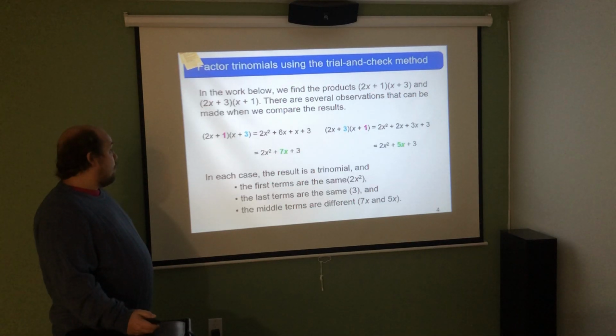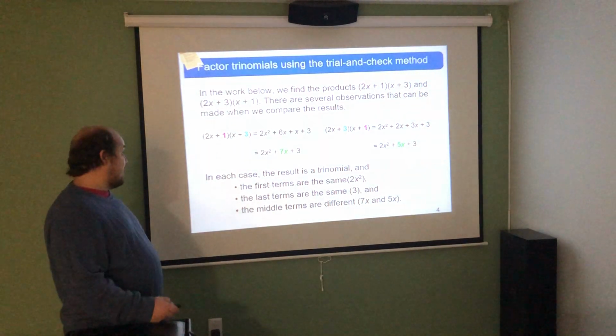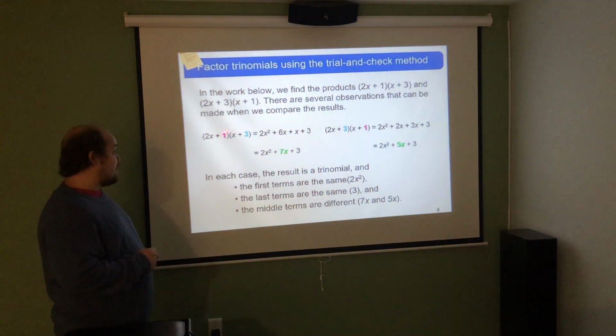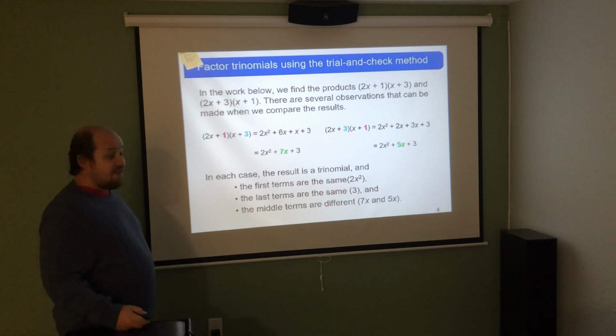So, where we're going to start is by looking at the type of trinomials that we're creating. So here, if I do 2x plus 1 times x plus 3, 2x times x gives me 2x squared, 2x times 3 gives me 6x, and so on. It all ends up being 2x squared plus 7x plus 3. If I instead switch the 3 and the 1 and do 2x plus 3 times x plus 1, there my middle term ends up being slightly different and gives me 5x instead of 7x.